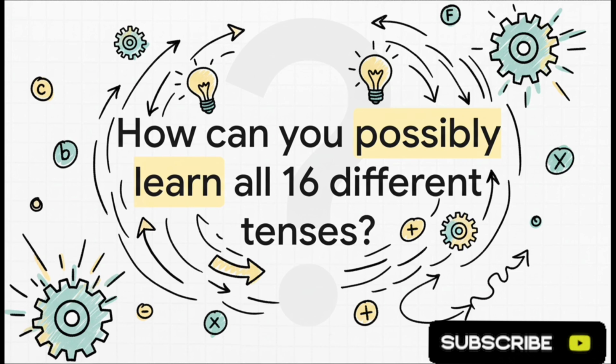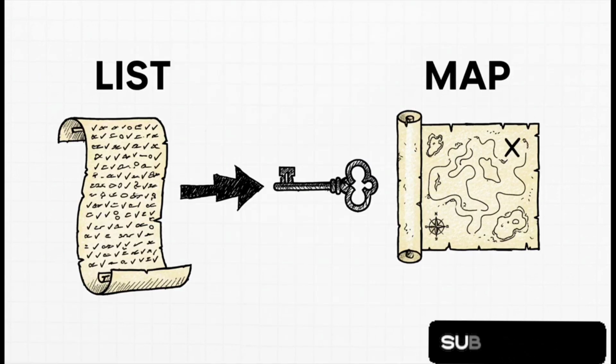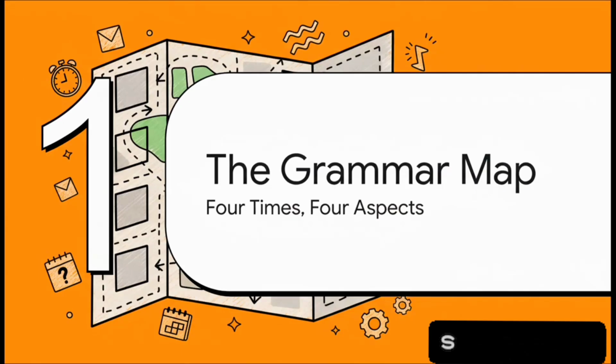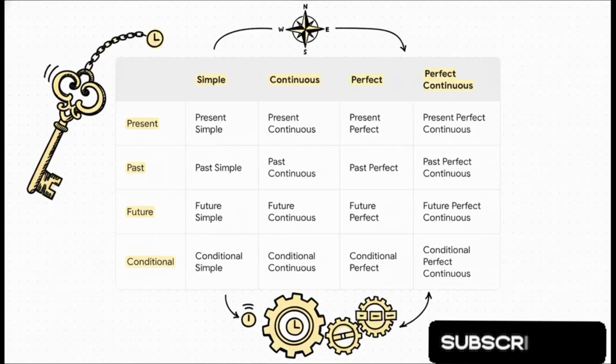But here's the secret. And here it is. The trick is, you've got to stop thinking of them as 16 separate things to memorize. Instead, we're going to look at them as a map, a simple grid that organizes everything perfectly. And once you see the map, the logic just clicks into place. So, let's unfold this grammar map, shall we? You're about to see how it reveals this hidden structure that connects all 16 tenses in a way that just makes sense.